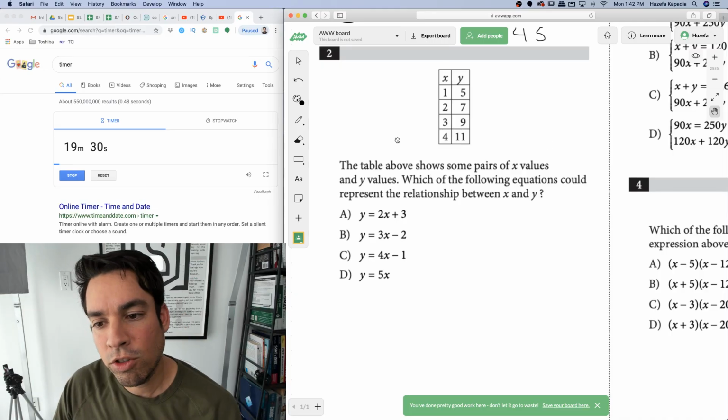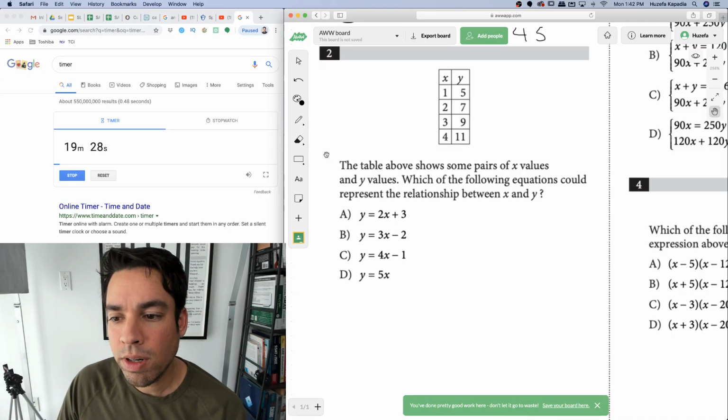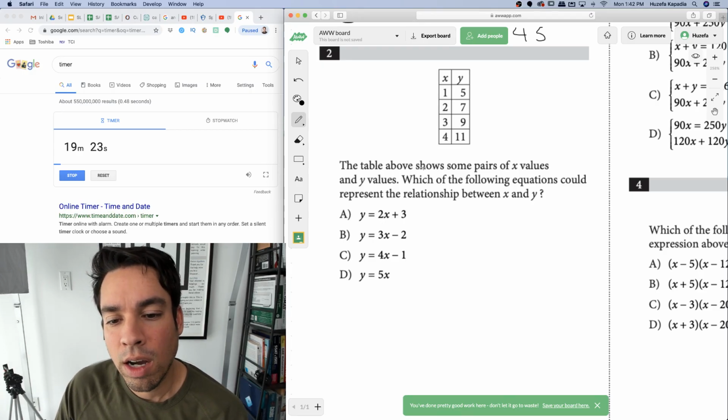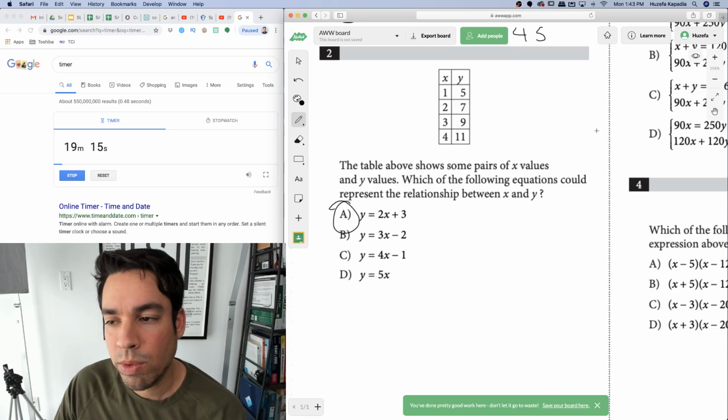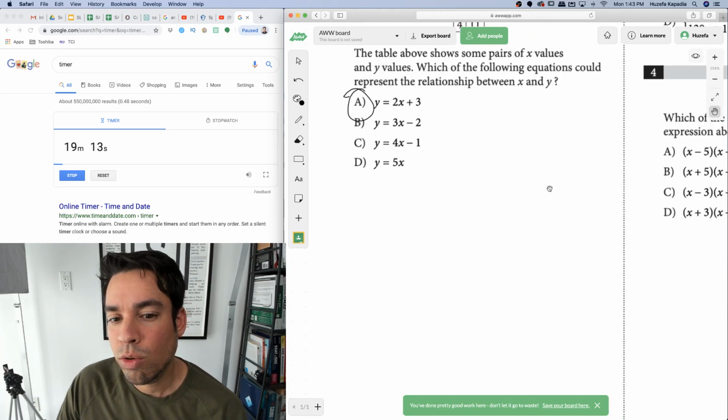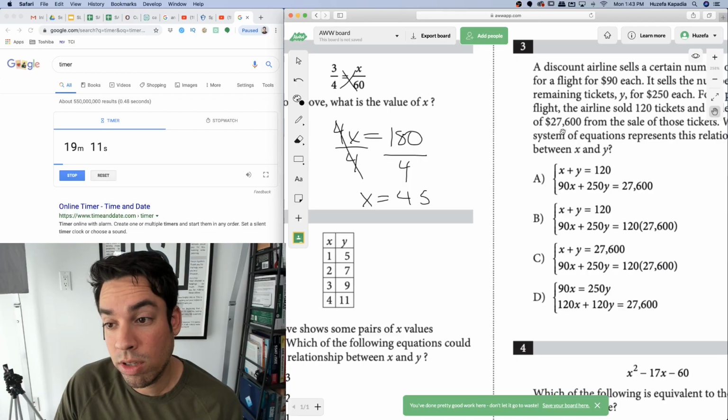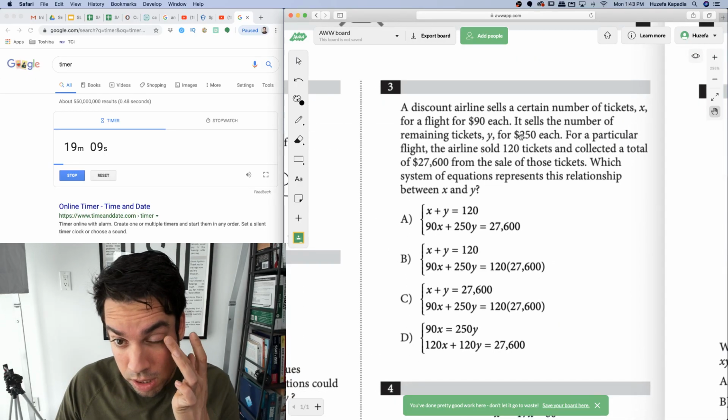Number 2. The table above shows some pairs of x values and y values. Which of the following equations could represent the relationship between x and y? Let's test these out. Let's start with A. Plug 2 in and we get 5. That works. Plug 2 in, we get 7. Plug 3 in, we get 9. That works. Plug 4 in and we get 11. Done. If that didn't work, I would go to the next equation and test that out and so forth. That's the best strategy there.